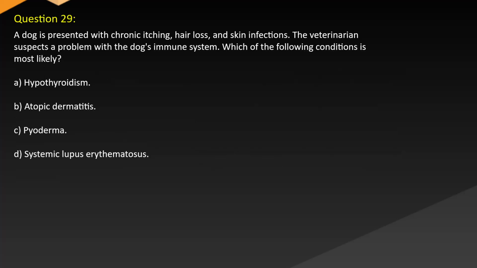Question 29. A dog is presented with chronic itching, hair loss, and skin infections. The veterinarian suspects a problem with the dog's immune system. Which of the following conditions is most likely? A. Hypothyroidism. B. Atopic dermatitis. C. Pyoderma. D. Systemic lupus erythematosus.